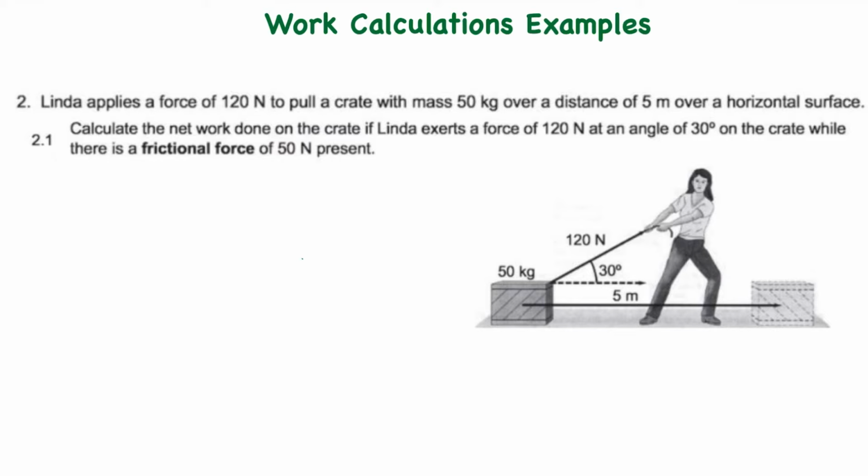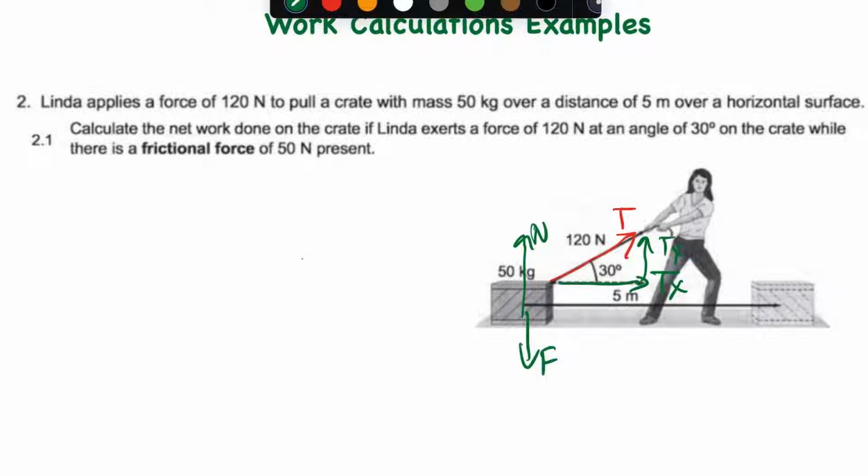If you look at Linda here, she is applying a force through a rope. It's a tension force at an angle of 30 degrees, and it has components, Tx and Ty. Another force acting on the crate is the normal force. It's very important to identify the forces: the gravitational force, and the frictional force, which we are told is present. So it's very important to understand those forces.